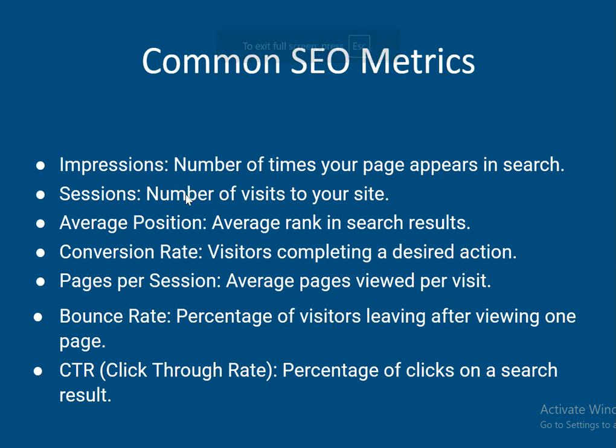And sessions is nothing but the number of visits to our website, as I mentioned earlier. Average position is the average rank in search results, like which position in the SERP we are ranking. Conversion rate is measuring how many visitors complete a desired action, like making a purchase or filling a form.